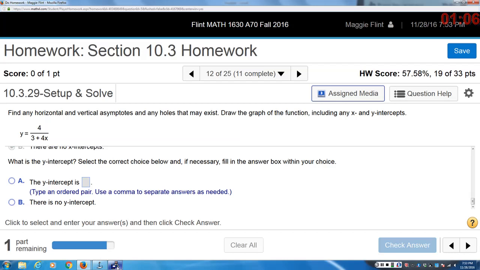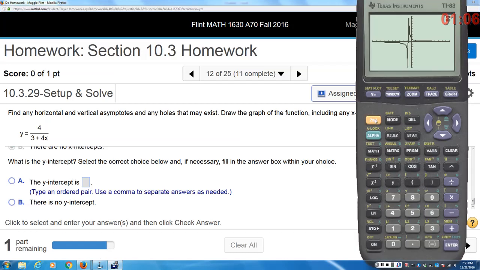Does it have a y-intercept? Yeah. Second trace, value, x equal to 0. Its y-intercept is at 1.333. And since it's going to probably want you to write that as a fraction, go back to your home screen and ask it to turn alpha 1, which is y, into a fraction. It says it's 4/3.